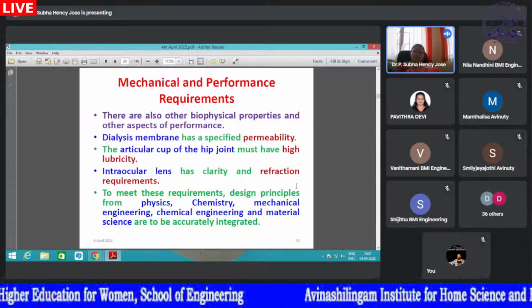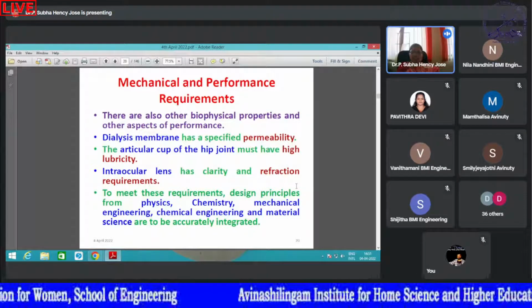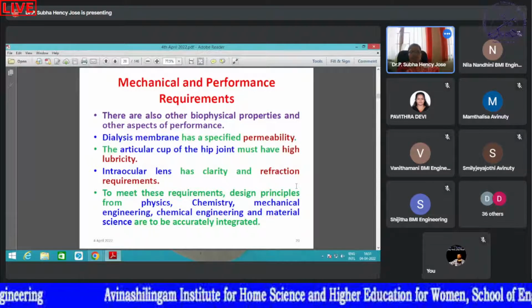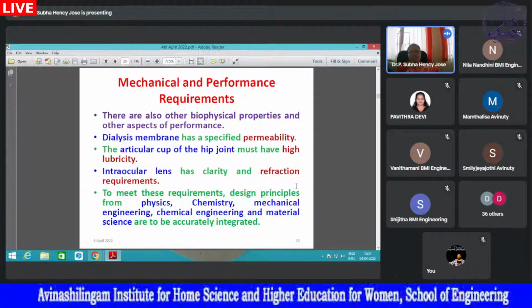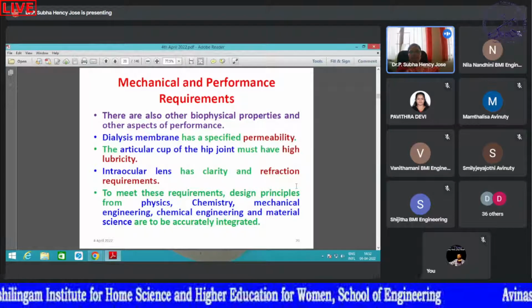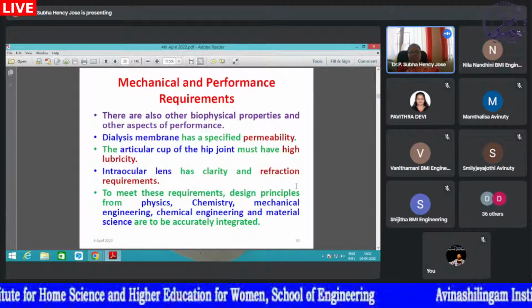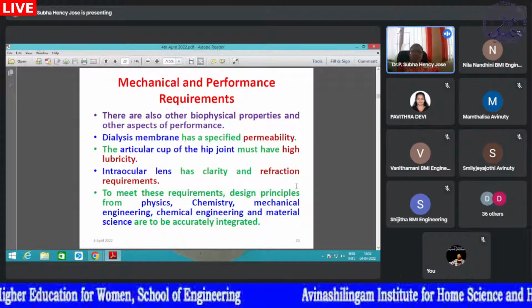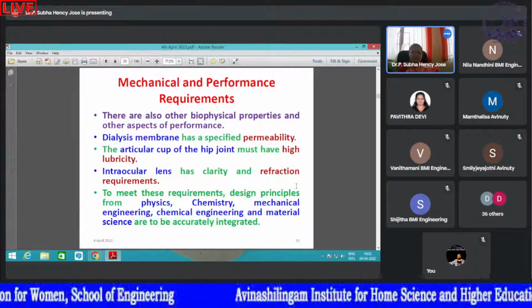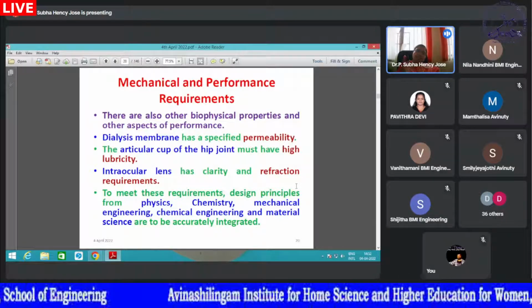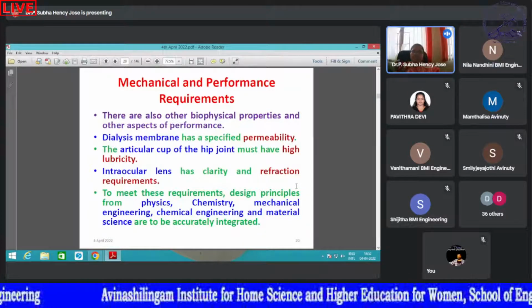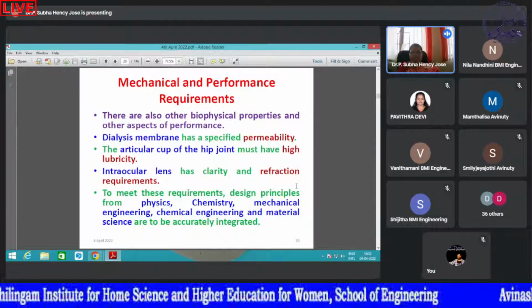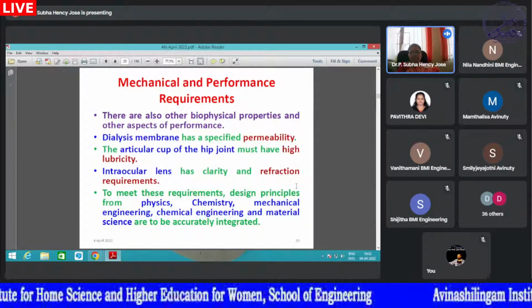And apart from all these physical and chemical properties, you have certain properties known as biophysical properties. Biophysical properties, in the sense, deal with lubrication, permeability, all these things. For example, the dialysis membrane should have a specific permeability, then only will it allow the waste materials to be taken out from the body and collected in the dialysate. So permeability is required.